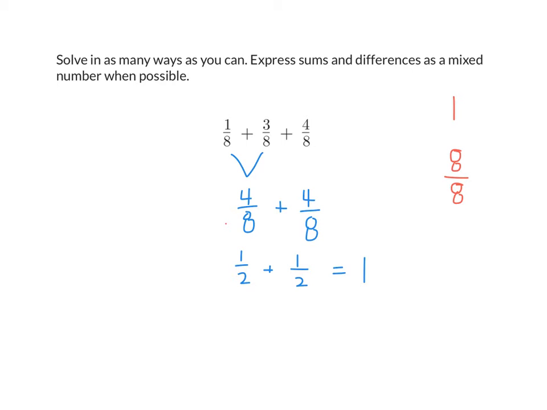Swarnima: I did 4/8 plus 3/8, which is 7/8. So you thought 4 plus 3 is 7/8. Okay. And then I did 7/8 plus 1 more eighth is 8/8. Nice. Anyone else have a different strategy on how they solved it?